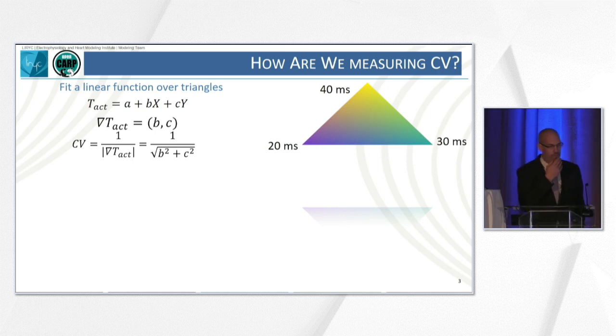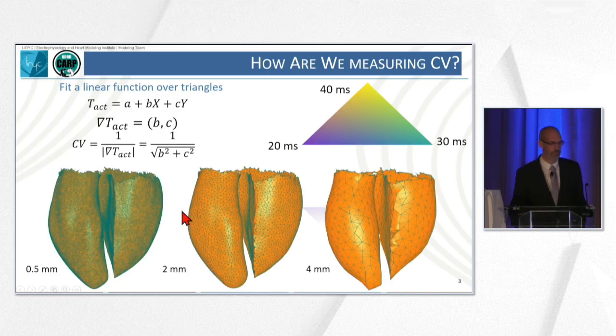Okay, so the way I'm going to measure CV, conduction velocity, I use meshes composed of triangular or tetrahedral elements. So assume we have three corners of our triangle, and these are the activation times at each of the corners. And we fit a linear function over this that describes the activation time. We take the gradient of that, and then we can just take the inverse of the magnitude, and that gives us the conduction velocity. And we're going to do this for different resolutions, for different sampling. So we're just going to take my original mesh, it was a 0.5 millimeter resolution, and we can downsample it to any resolution that we want.